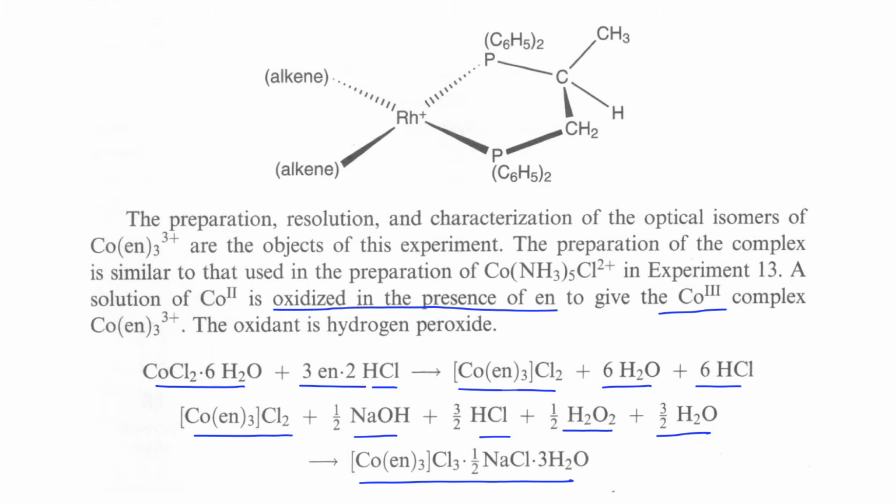Now we obtain the Co(en)3Cl3 half NaCl 3H2O molecule as a racemic mixture. The next step will be to resolve the complex into the plus enantiomer and the minus enantiomer.